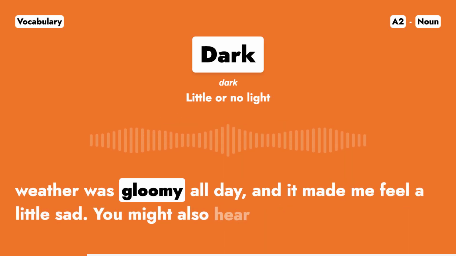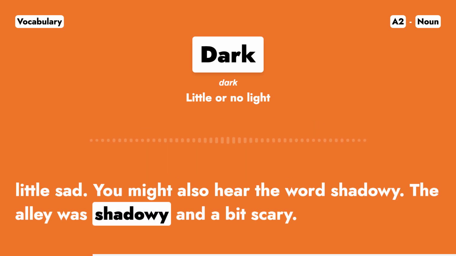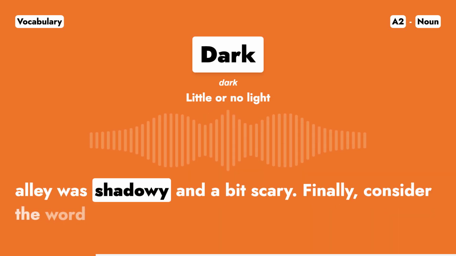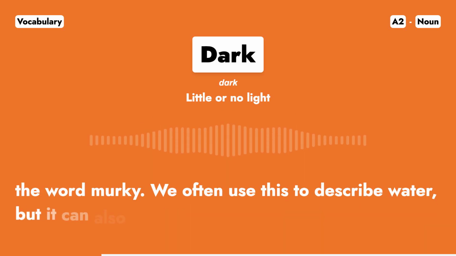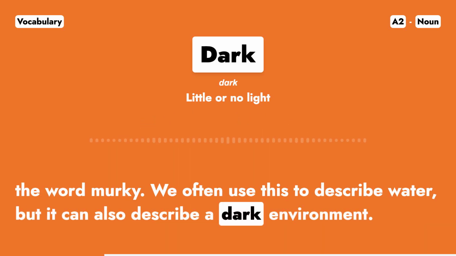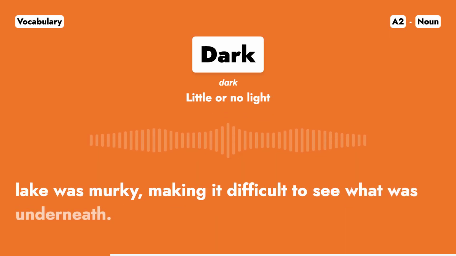You might also hear the word shadowy. The alley was shadowy and a bit scary. Finally, consider the word murky. We often use this to describe water, but it can also describe a dark environment. The lake was murky, making it difficult to see what was underneath.